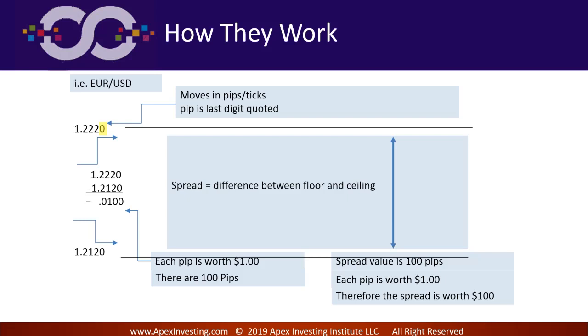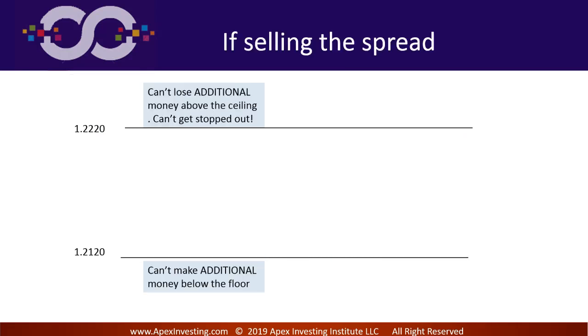Okay. Now on this spread, you can't lose. Let's say you buy it, you can't lose any additional money above the ceiling, or let's say you sell it in this case. You can't lose any additional money above the ceiling, and you can't get stopped out. So you can be down on the trade, but not out. Now, you can't make any additional money below the floor, but there may be another spread you can get into or a wider spread. Don't let that hold you back, okay?